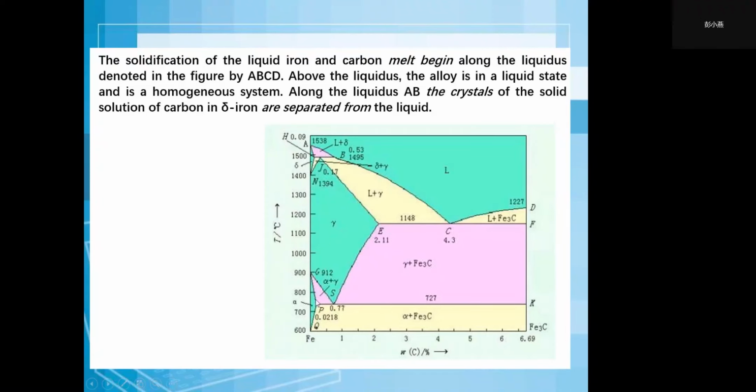and the region G, P, Q is the single-phase region of ferrite, and then the region G, S, P is the two-phase region of ferrite and austenite, and the region S, E, C, F, K is the two-phase region of austenite and cementite.